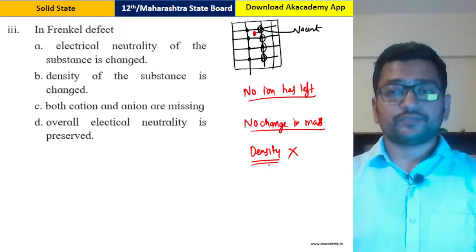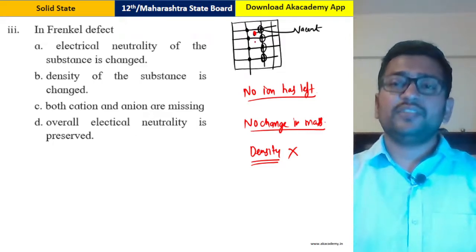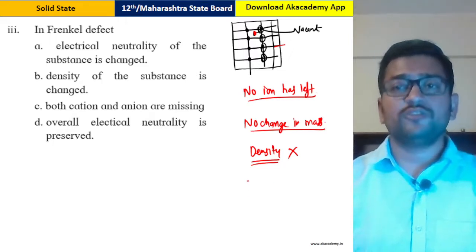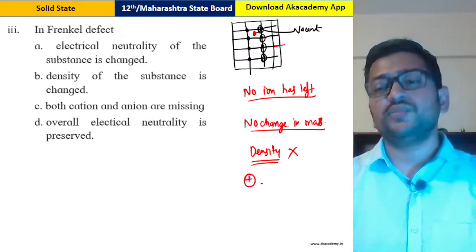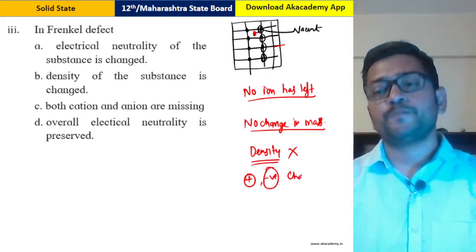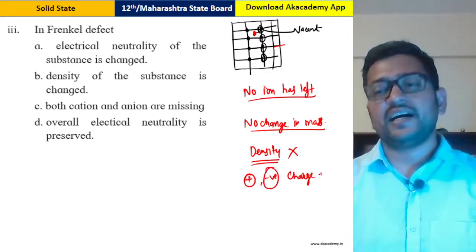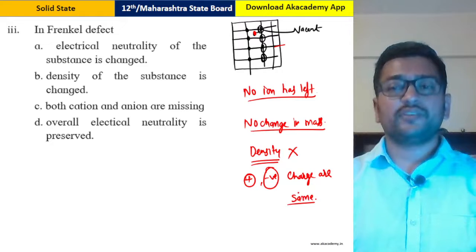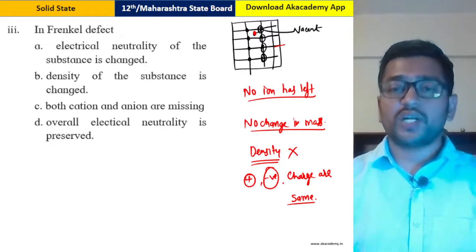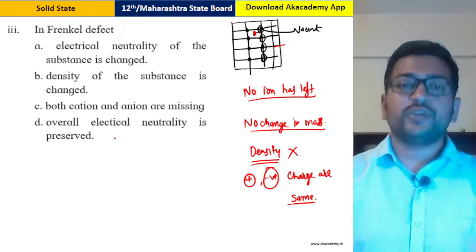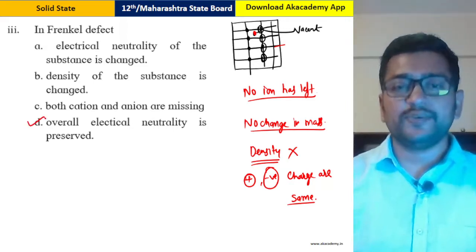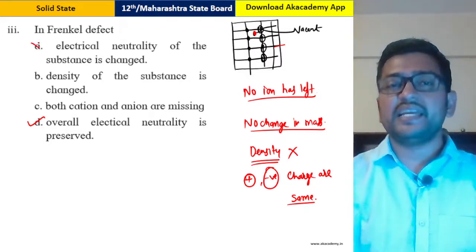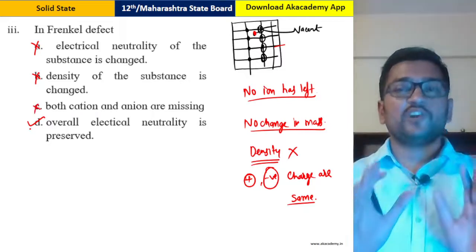And what next? The next one is, anion and cation both are not leaving this system. So basically they are all present, and the total number of positive and negative charge are the same. If positive and negative charge are equal, what is going to happen? In this case, we can see that overall electrical neutrality is maintained. So your correct option is going to be D, where it says overall electrical neutrality is preserved. So your options A, B, C are all incorrect.